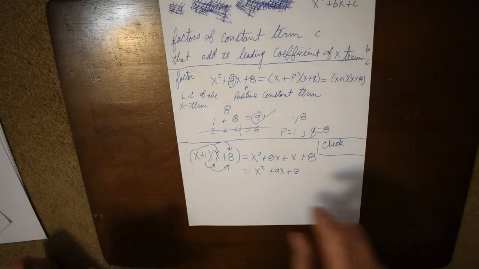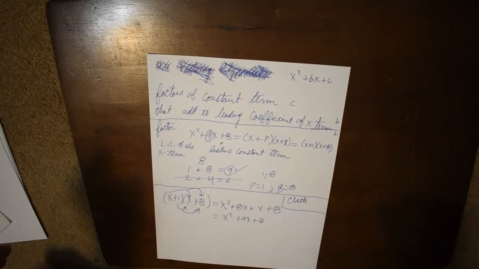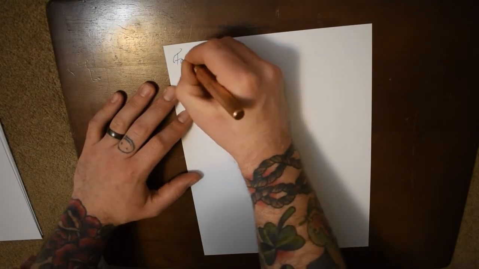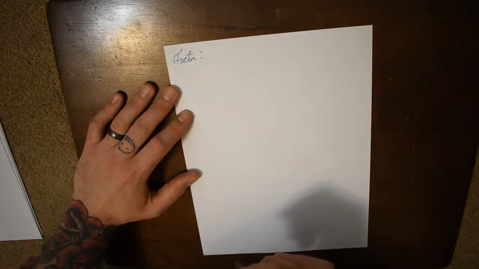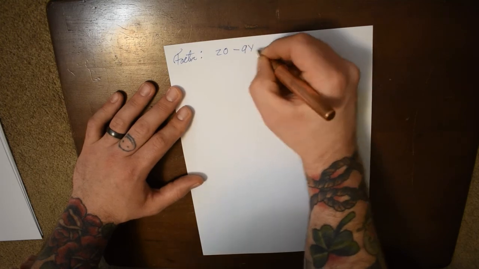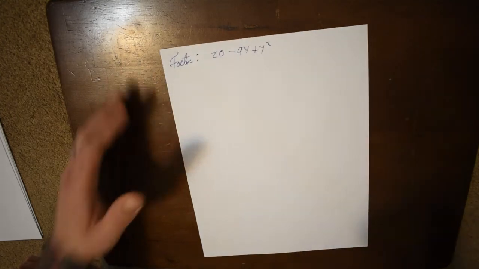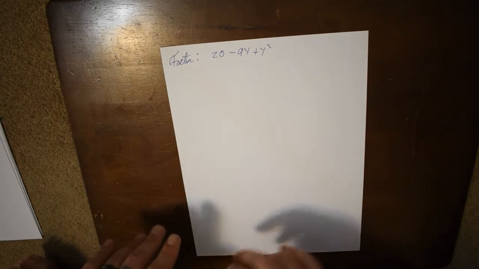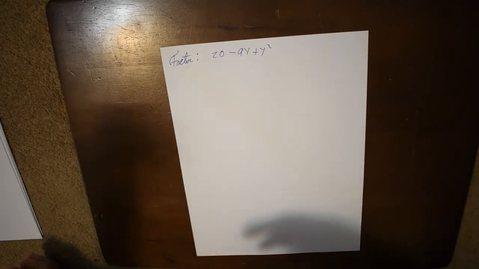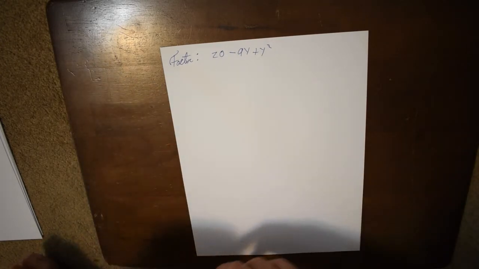Okay, so let's go on to another example. So once again, we want to factor. And the thing we want to factor is 20 minus 9y plus y squared. Okay, so it doesn't matter if we're factoring x's, it doesn't matter if we're factoring y's, we could factor z's, we could factor anything really.